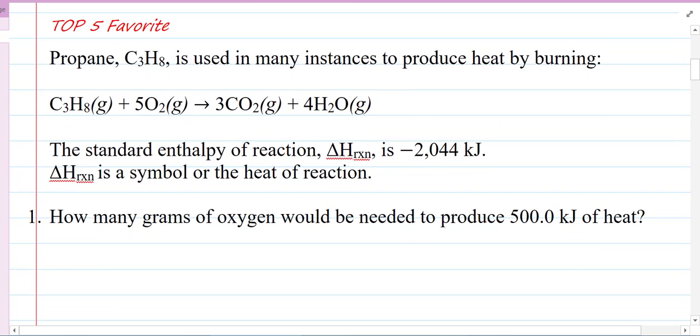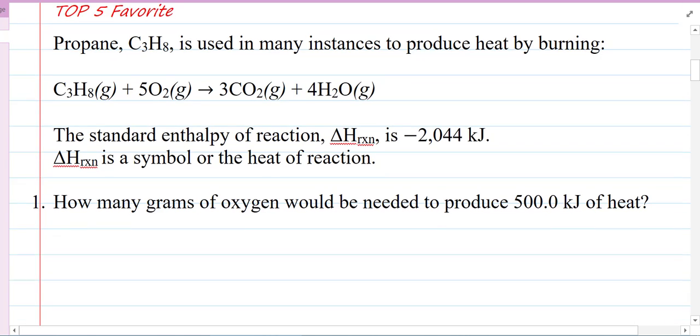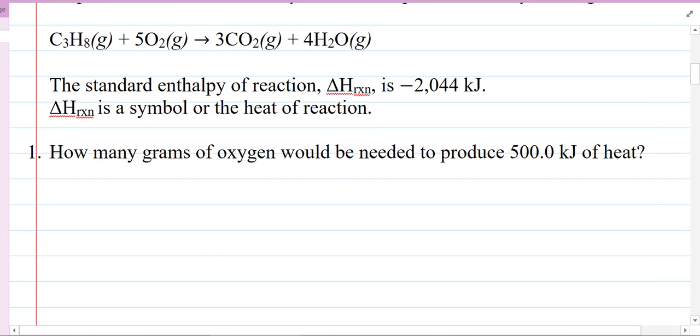The next one, top 5. So of the top 5, this would be, I believe, the 4th one, and it's not part 1, it's part 2. Propane, and we have the balanced equation for propane right here, is used in many instances to produce heat. It gives you the standard enthalpy of the reaction. How many grams of oxygen will be needed to produce 500 kilojoules of heat?